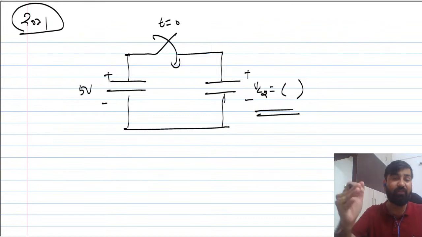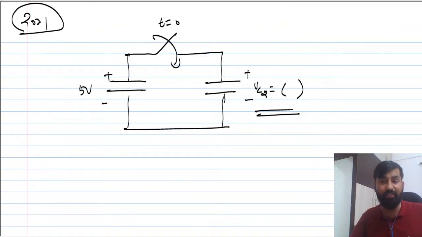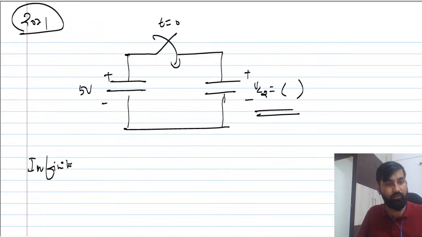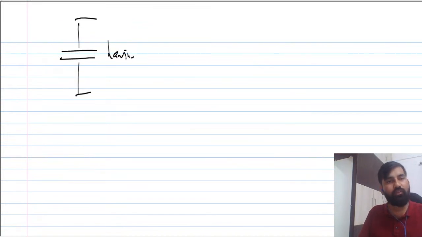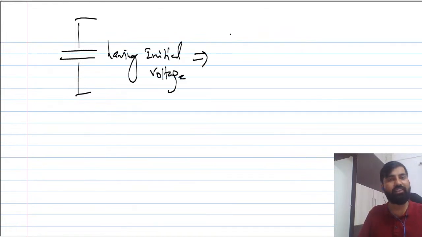कैन यू रिप्लेस दिस सेकंड कैपेसिटर बाय शॉर्ट सर्किट, एनीबॉडी? हाँ, बताओ। तो यहाँ इनफाइनाइट करंट फ्लो होना जरूरी है। सी, अगर मान लो कोई कैपेसिटर है, रिमेंबर, इफ एनी कैपेसिटर इज देयर, राइट, हैविंग इनिशियल वोल्टेज, ठीक है, तो आप इस कैपेसिटर को कैसे रिप्लेस कर सकते हो?